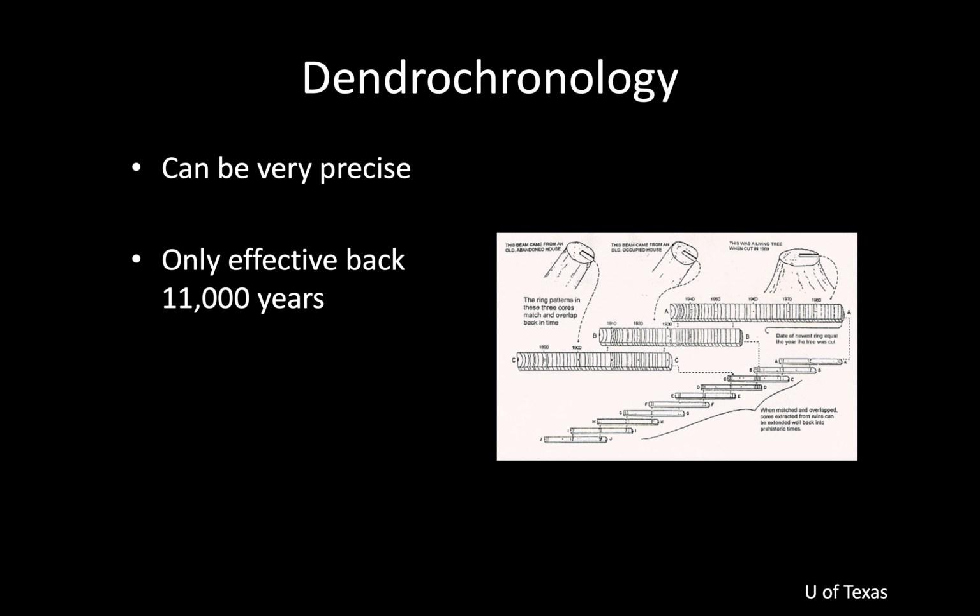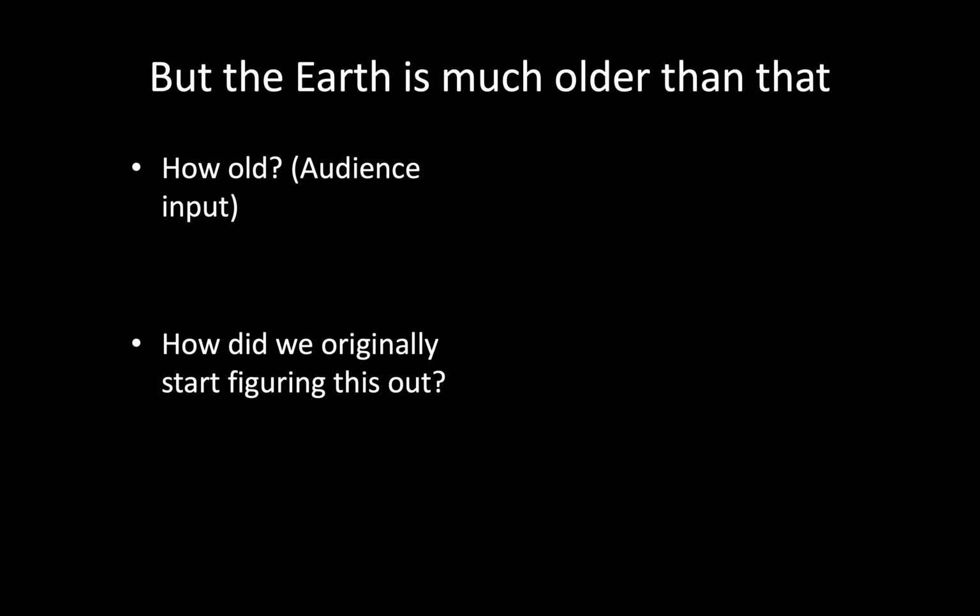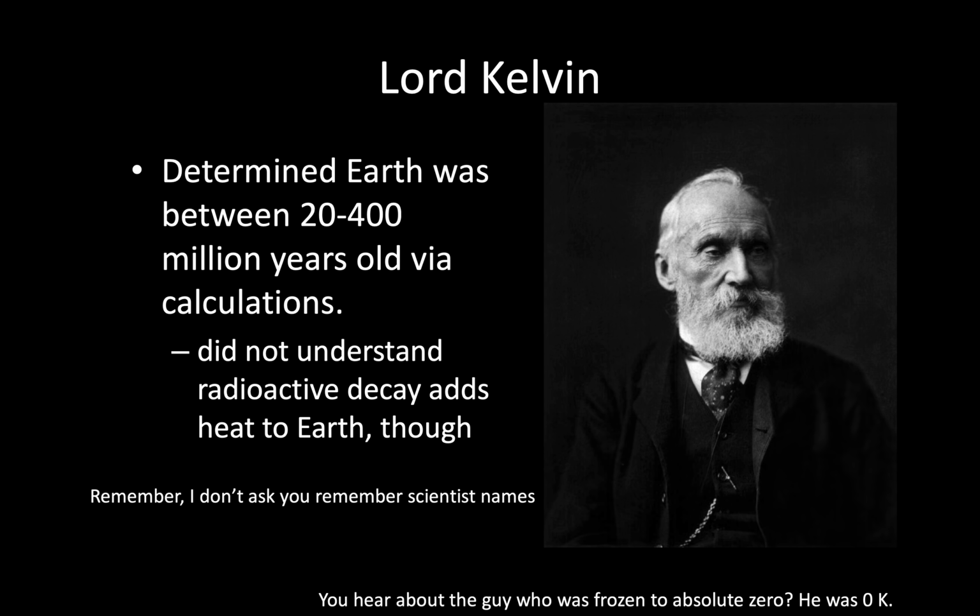And if you remember, the Earth is approximately 4.5 billion years old. So, oops, I got ahead of myself. How do we figure out how old the Earth was? We're going to start with Lord Kelvin here. Lord Kelvin is one of the first scientists that we know of who wrote down his ideas on how old the Earth actually was. He thought it was between 20 to 400 million years old. So he's off by quite a lot, but it's still a lot longer than the couple thousand years we originally thought. So you don't need to remember his name.